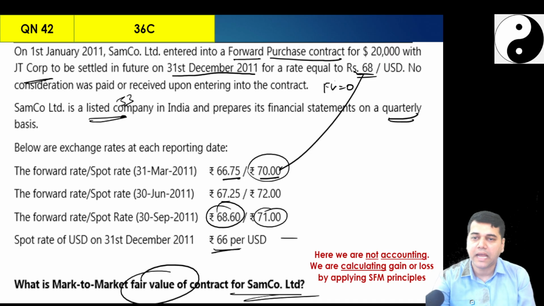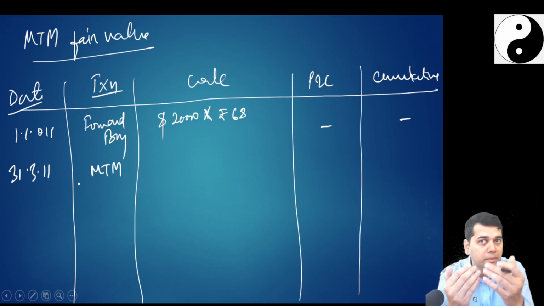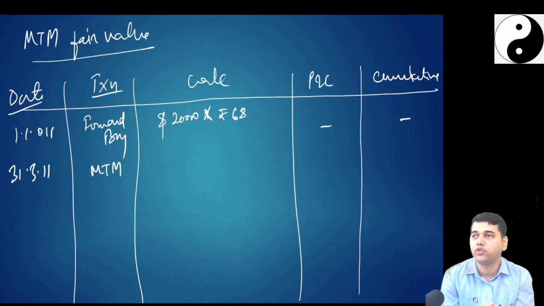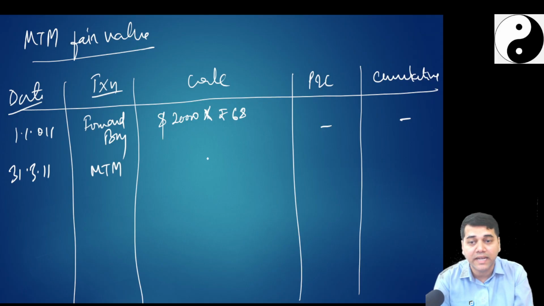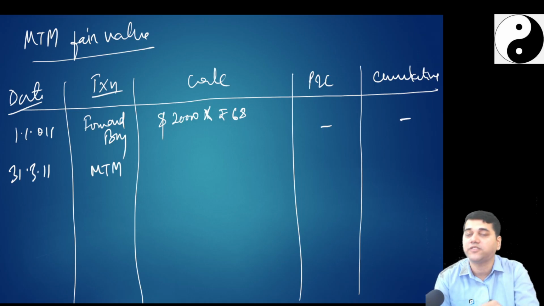Now tell me, am I happy or sad here? Why? At what price did you agree to buy? 68. What is the price now? So happy or sad? You are sad, no? Because it is a forward buy. After you agreed to buy, will you compare it with the spot? No, spot is irrelevant to you unless the contract gets settled there. So you are very sad because you agreed to buy at 68, and after you agreed to buy, the price has come to 66.75.